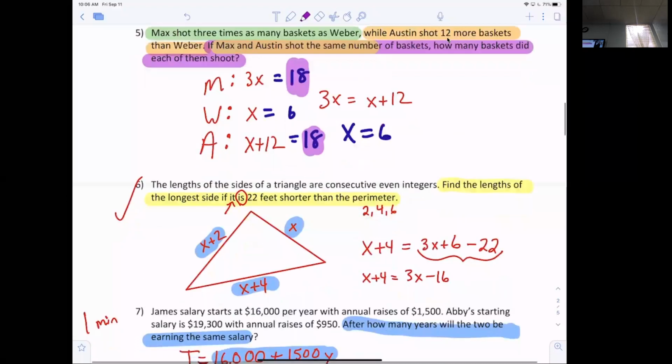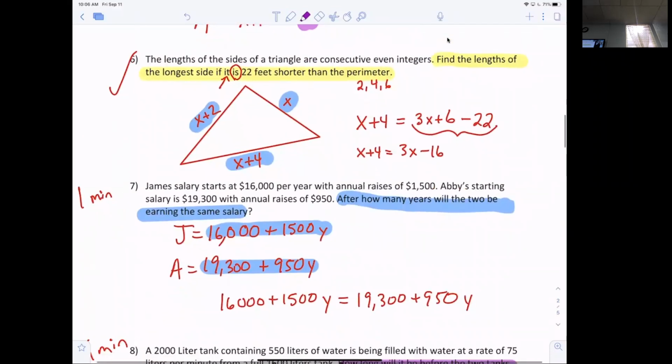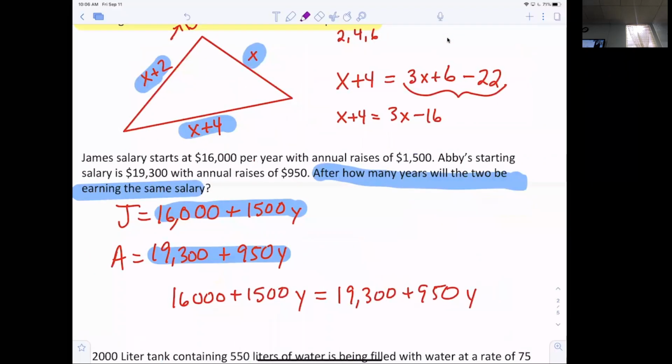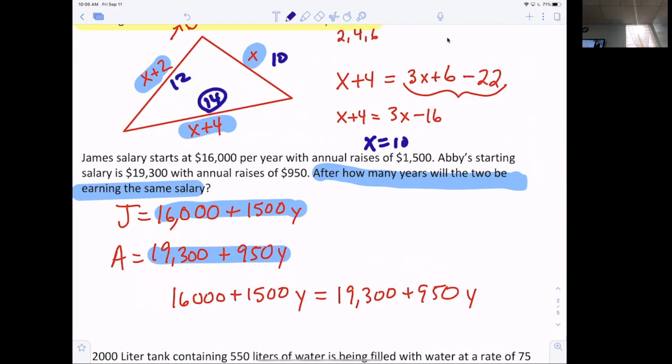All right, let's take a look at number 6. Solving that equation, x plus 4 equals 3x minus 16, worked out to be, what was it? Tell me. X equals 10. Anybody else get x equals 10? So then the three sides are 10, 12, 14.